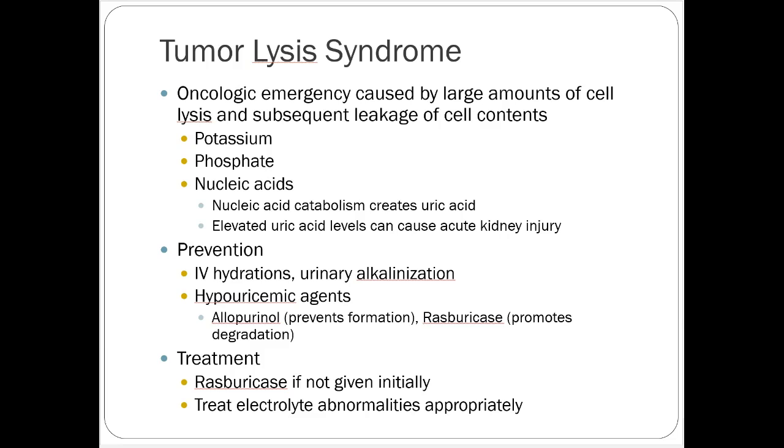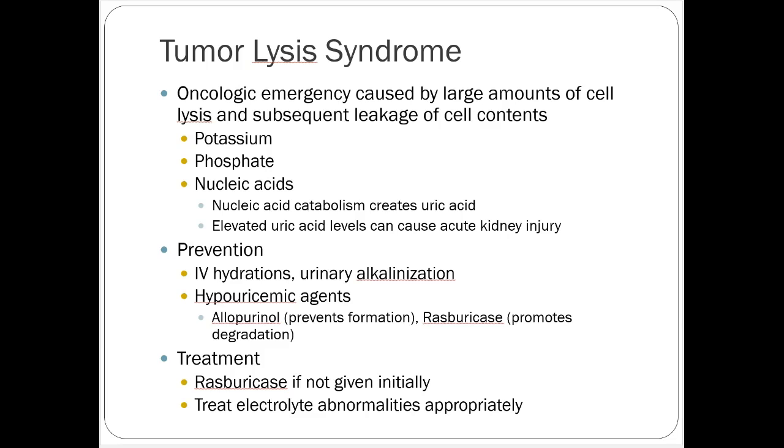To prevent this, if somebody is thought to be undergoing a chemotherapy regimen that's potentially going to cause tumor lysis syndrome, IV hydration is very important to make sure those kidneys are flushing out any extra electrolytes. Again, kidneys are really good at clearing not only potassium and phosphate, but they'll clear out those nucleic acids. You just can't let them accumulate, and we want to help the body eliminate them as much as possible. So hydration's important. Alkalinizing the urine can help to eliminate some of that uric acid. And then we have some agents that are specifically hypouricemic.